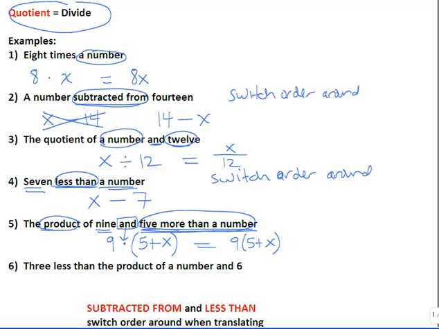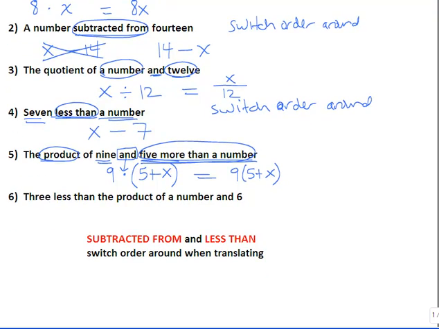Okay. Example 6: 3 less than the product of a number and 6. Now this has lots of little pieces to it, so we want to make sure that we break it up into a more manageable problem. The first thing that I see is this phrase "less than." And remember that one, just like in example number 4, means subtraction. So there's subtraction going on in this problem.